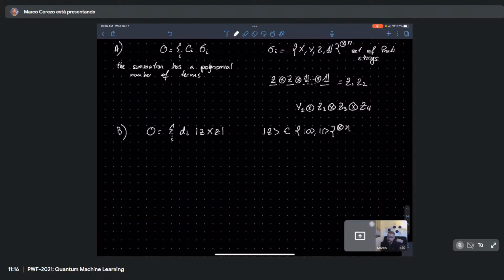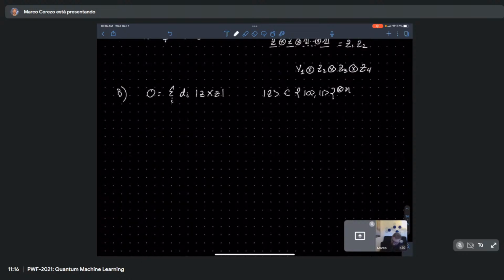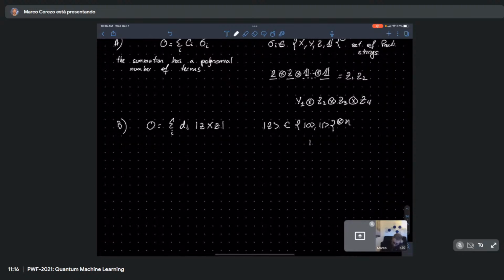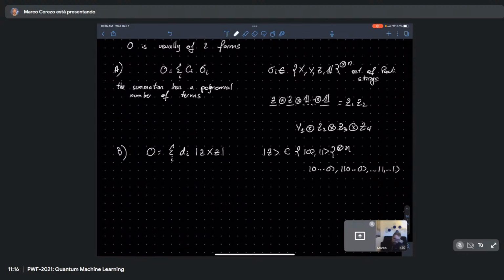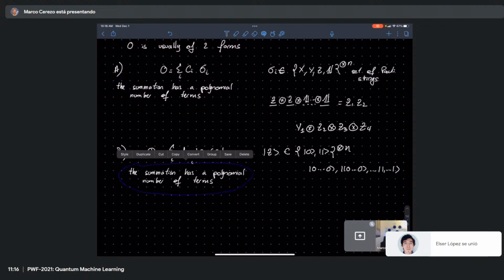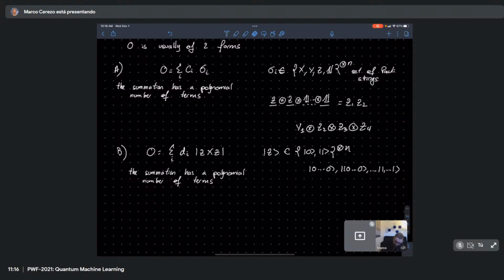So again, we're going to be using this notation right here. So what does this mean right here? This right here means that these are all the elements in the computational basis for n qubits. So why do we assume that they are always going to be on either of those two forms? And of course, here we also assume that the summation has a polynomial number of terms so that we can efficiently estimate it on a quantum computer.